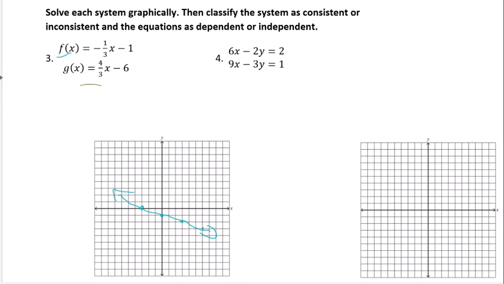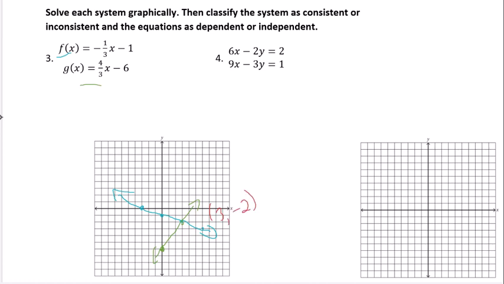Graph the second one in green, starting at negative 6. And this is a slope of 4/3. So we're going to rise 1, 2, 3, 4, run 3. And I can see my intersection point right there. And we count out 1, 2, 3, down 2. So it looks like it's at 3, negative 2.